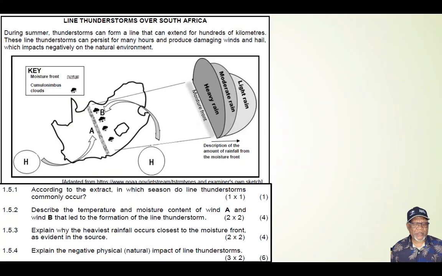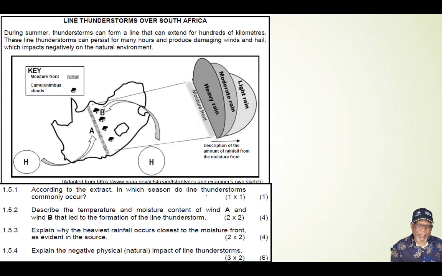Now, let's look at this line thunderstorm here. According to the extract, in which season do line thunderstorms occur? Even if the extract is not there, you must know line thunderstorms occur during summer because the warm moist air is able to reach the interior and the cold dry air from the west is going to undercut the warm moist air, forcing it to rise.